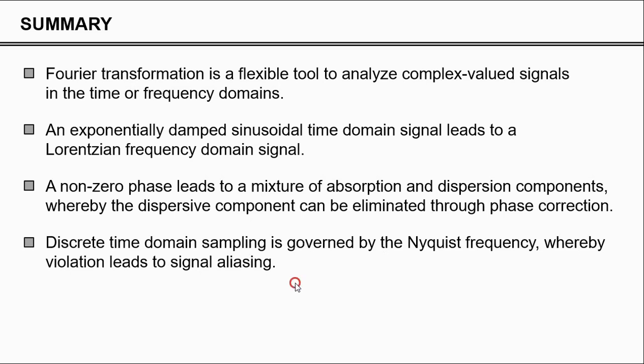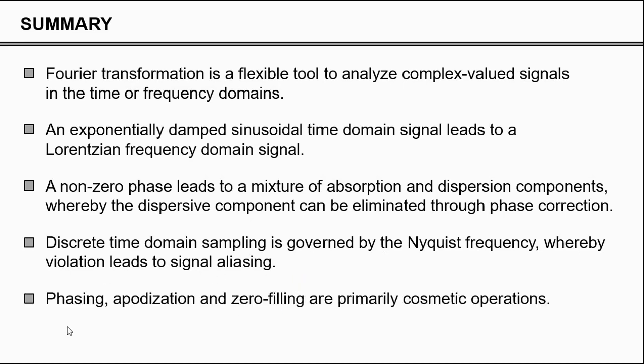Discrete time domain sampling is governed by the Nyquist sampling theory, and if you violate that, you're going to get signal aliasing. Finally, you can do a lot of things with a digital signal once it's in the computer. You can phase adjust it, you can time domain filter it, you can zero fill it, but you have to realize that most of these operations are like cosmetic operations. Sometimes they're very important, but they're not essential.